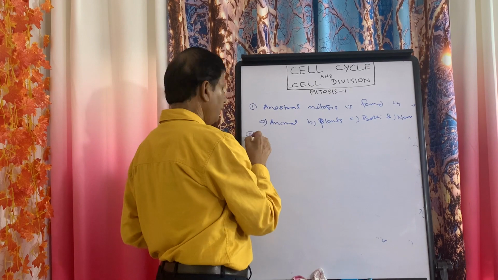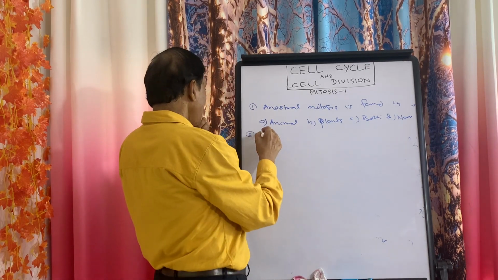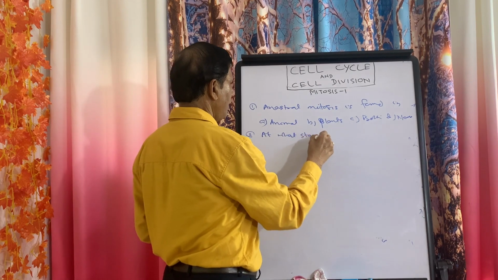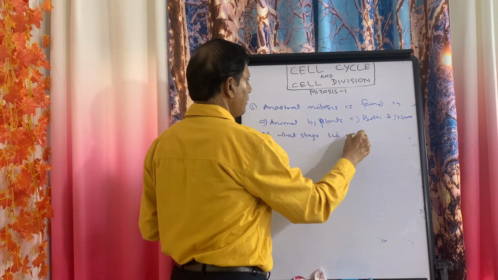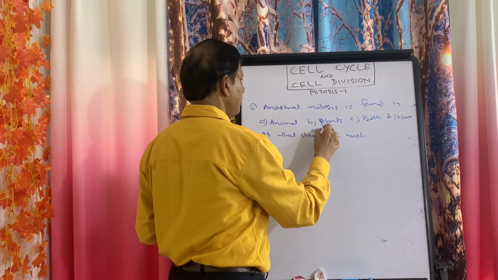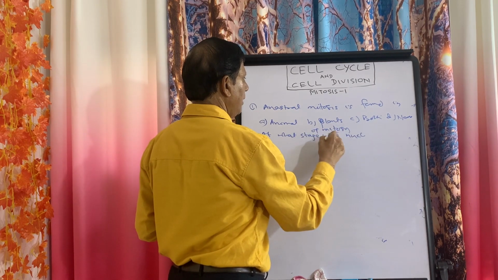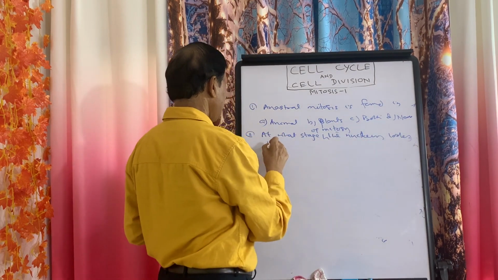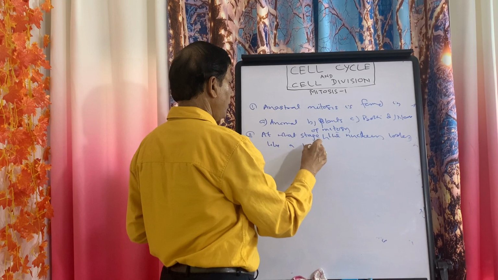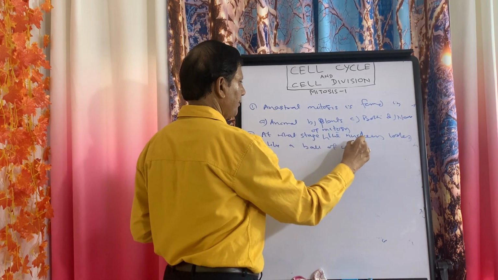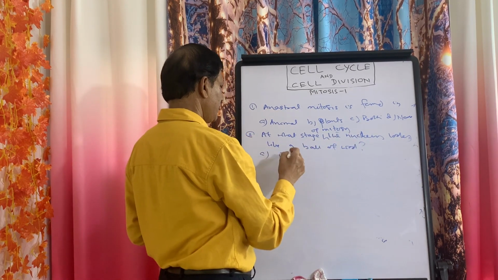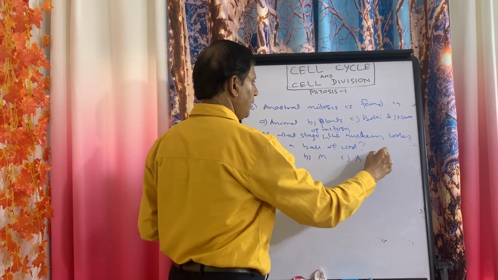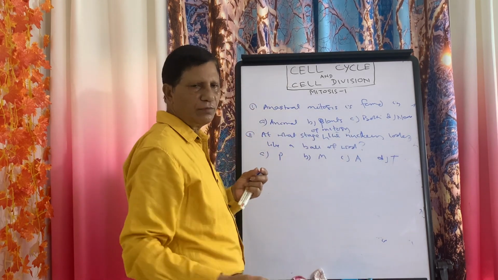Then the second question you can write: at what stage of mitosis does the nucleus look like a ball of wool? One is prophase, the other is metaphase, third choice anaphase, and fourth choice is telophase.